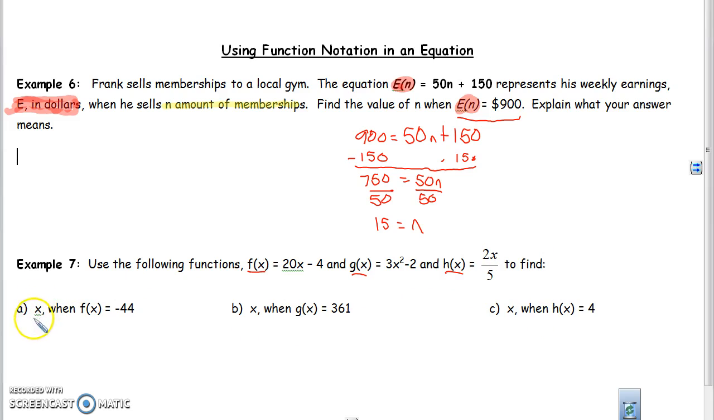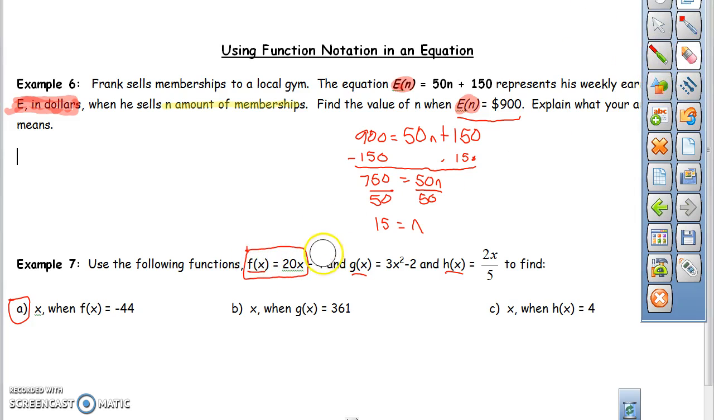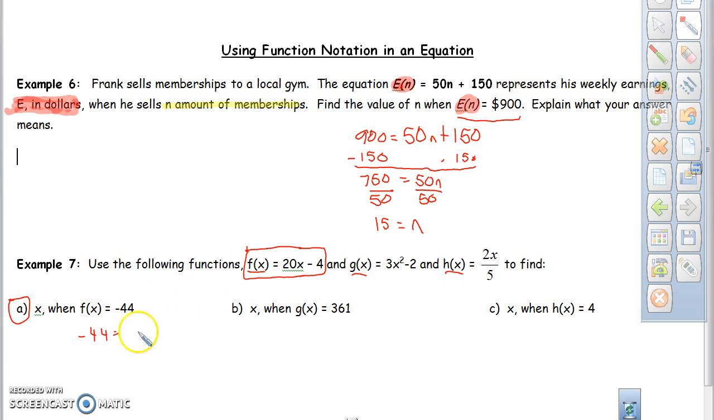Find x when f of x is negative 44. So you come up here to f of x, and f of x equals negative 44. F of x equals 20x minus 4, right? So we get negative 44, since f of x, replace it, equals 20x minus 4, and now we start solving for x.